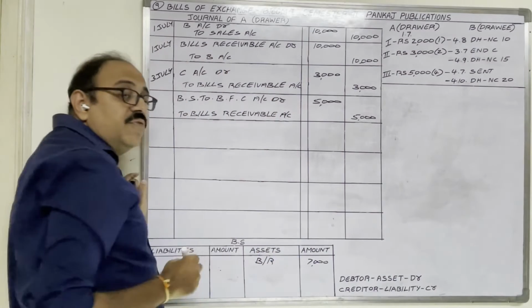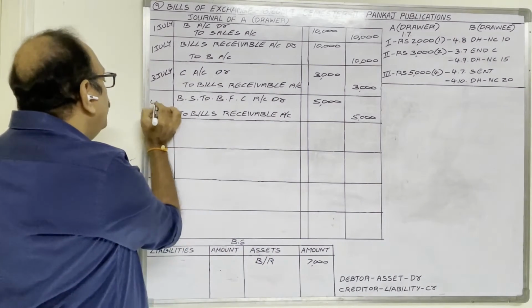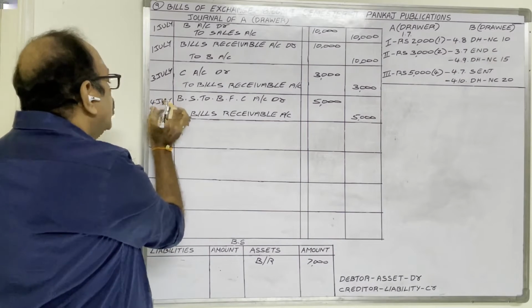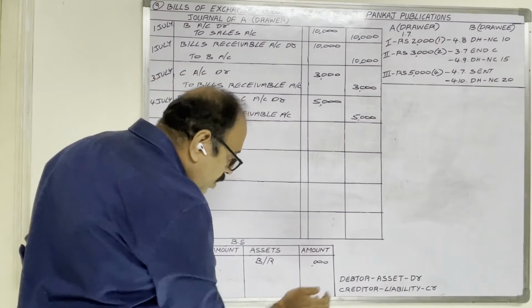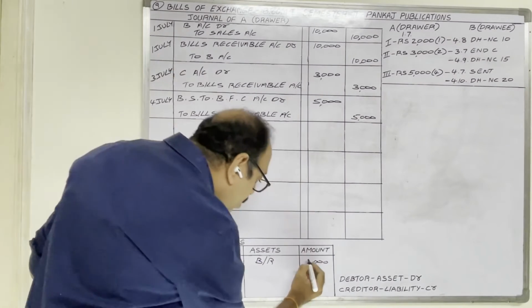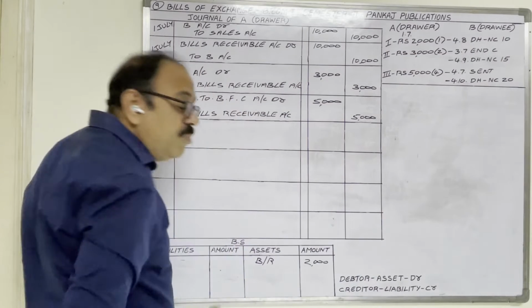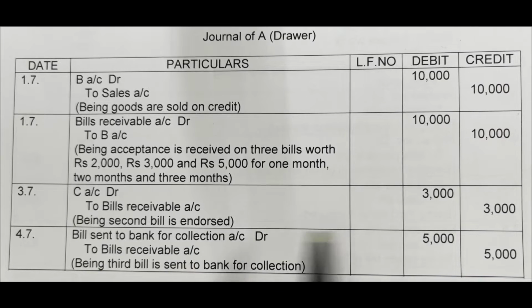So this is the entry for sending the bill to bank for collection. When? On 4th July. What is the effect on balance sheet? In balance sheet, bills receivable 7,000, 5,000 we have cancelled. Now remaining value 2,000 appears on asset side. 4th July, bill sent to bank for collection account debtor to bills receivable account 5,000. Narration, being third bill is sent to bank for collection.